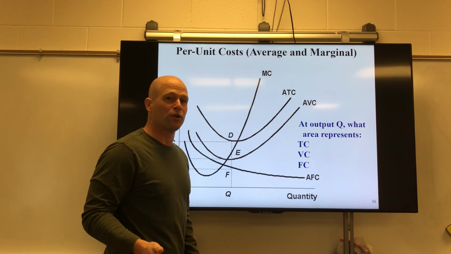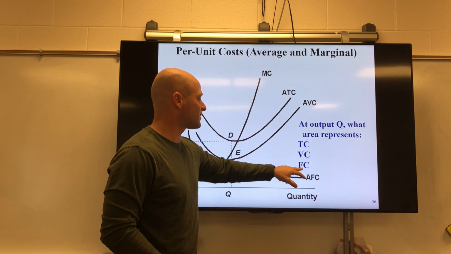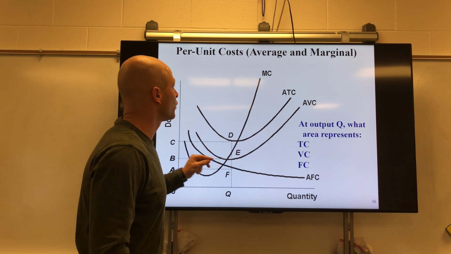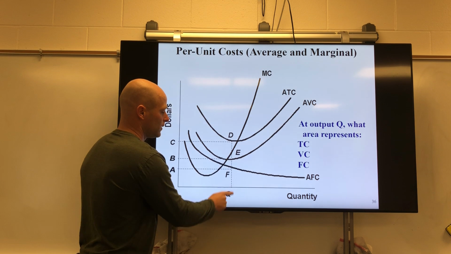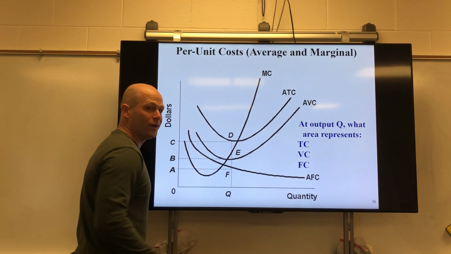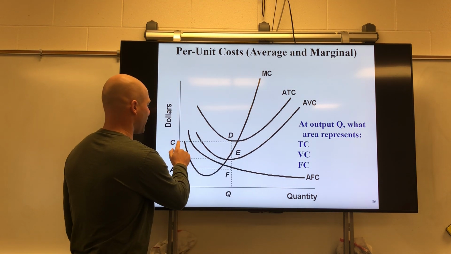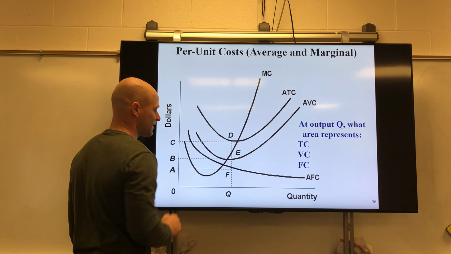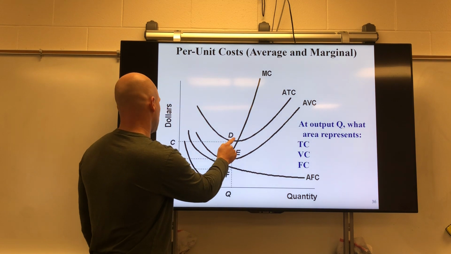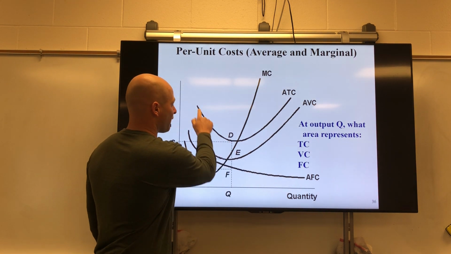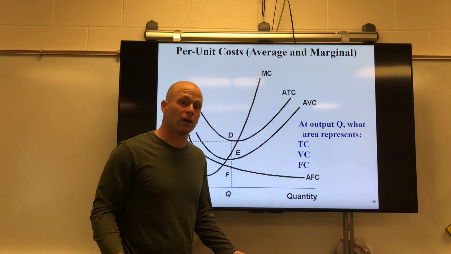So why we care about per unit costs is because we can actually figure out what total costs, variable costs, and fixed costs are by looking at the per unit cost curve. And so let's say we're producing at quantity Q, this quantity right here. We can figure out our total costs just by taking Q and multiplying it by C. Q times C is going to tell us what our total costs are because Q is the amount that we're producing, and C represents our average total cost. So on average, that's what it costs. And if we multiply those together, we figure out what our total costs are.